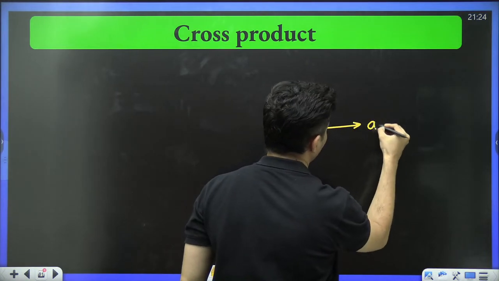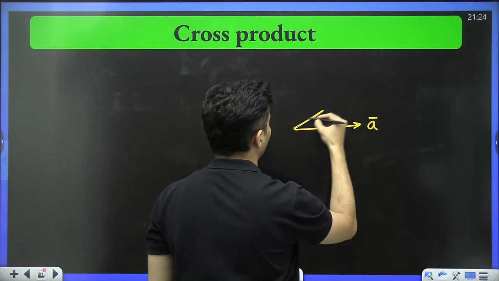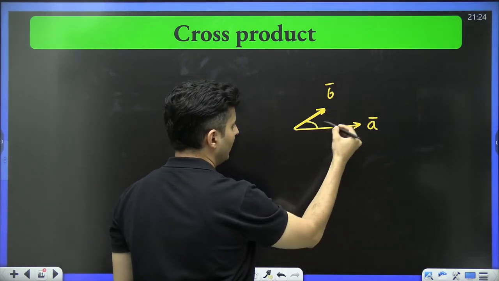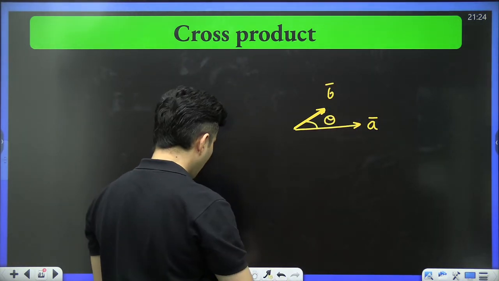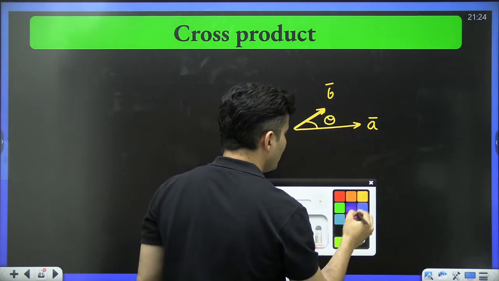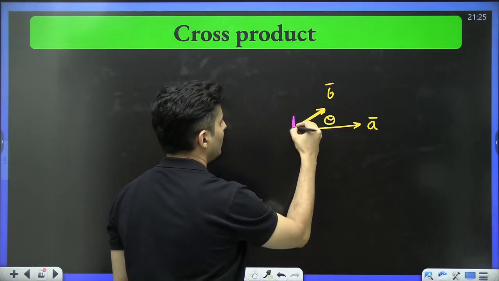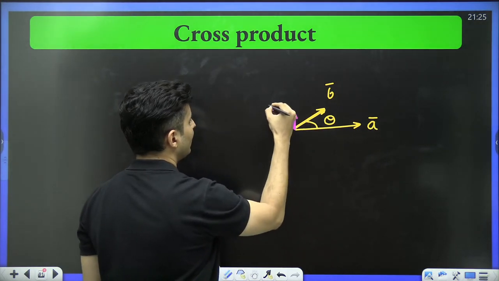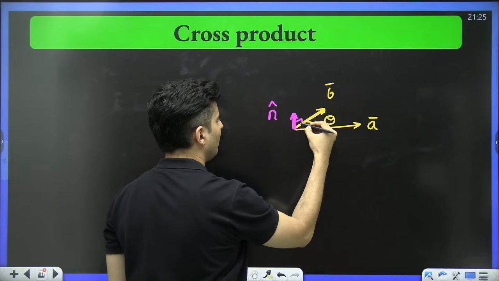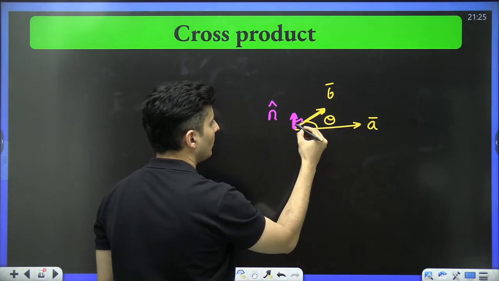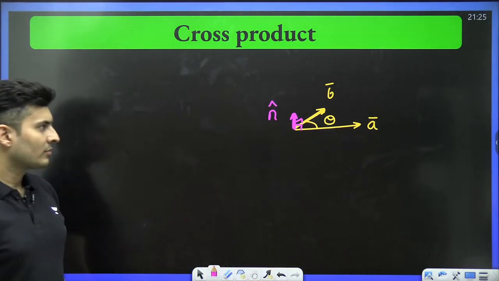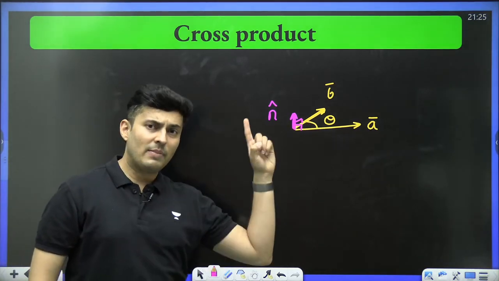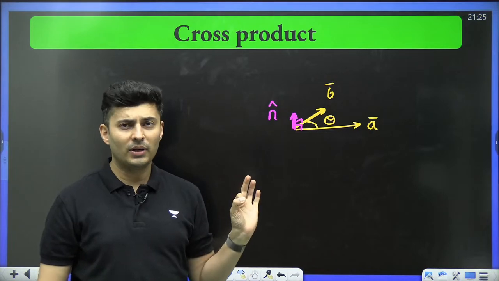You have a vector A. You have another vector B. There is an angle between them, theta. And you draw a unit vector like this. Let's say I call it n cap, such that it is perpendicular to B. It's also perpendicular to A. Are you able to visualize this? It's a unit vector which is perpendicular to B and also perpendicular to A.